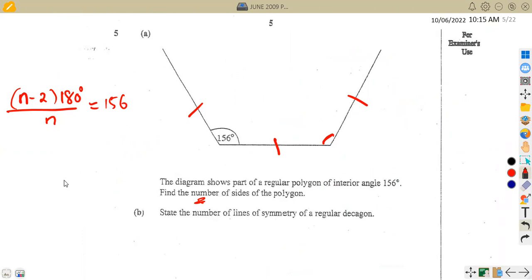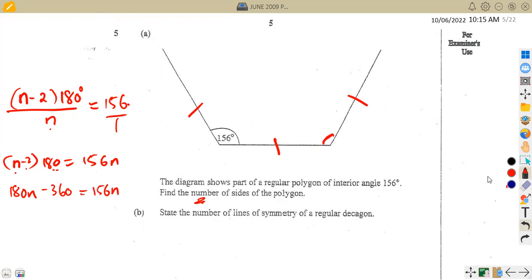So for n, so many ways. Okay, I'm going to explain another one. So you can cross multiply here. That will be n minus 2 times 180, n times 156, that's 156n. So you can expand brackets by 180. 180 times n, that's 180n. 180 times negative 2, which is negative 360, is equal to 156n.